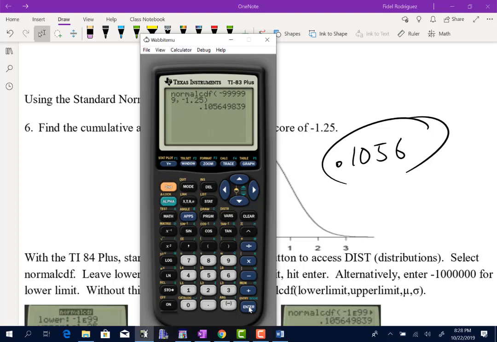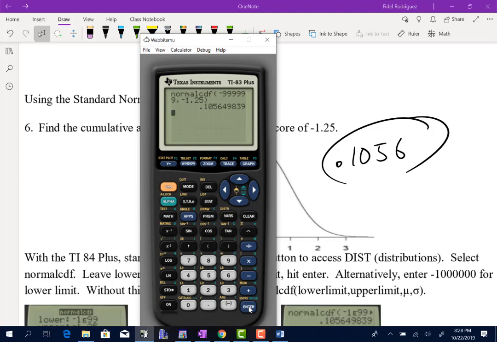1.25. Guys, the mu is going to be 0 because remember, in the standard normal distribution, the mean is 0, right? The standard deviations are going up by 1. We're either going up 1 and 1 and 1 positive or 1 and 1 negative. So those numbers will stay the same. Just scroll down, hit enter again. And didn't we still get 0.1056? There you go.